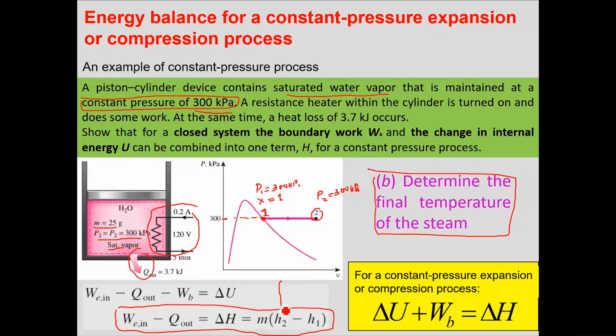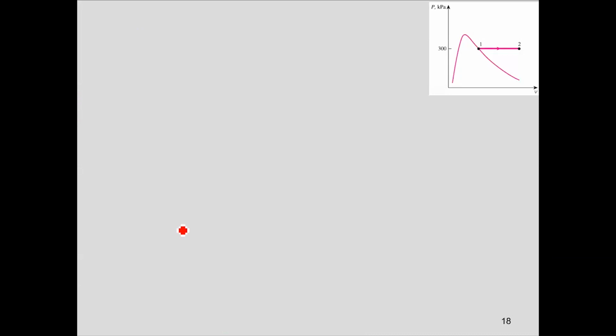This is the equation for the system I am considering. Now, first look into the electrical work. It has been given to me that the current is 0.2 amperes, voltage is 120 volts, and it is being supplied for 5 minutes. If I have to find out the electrical work, it is simply what?